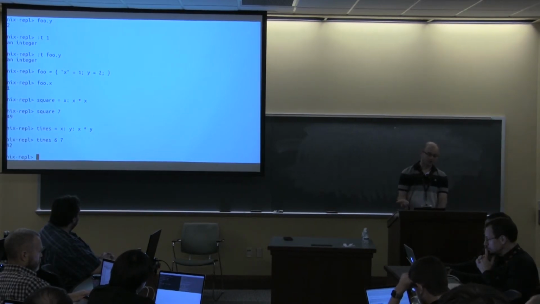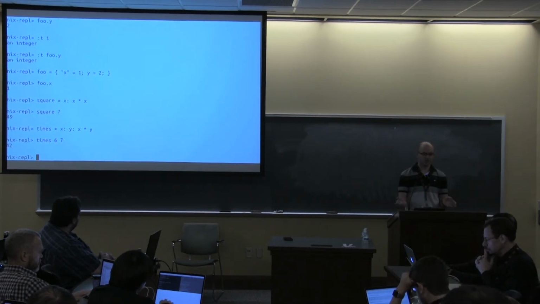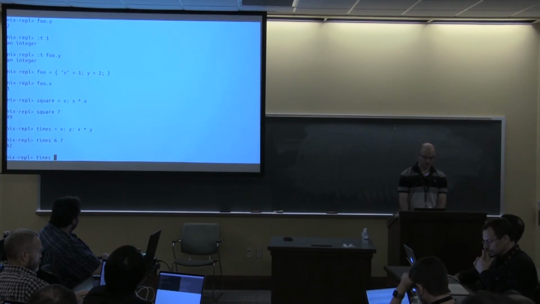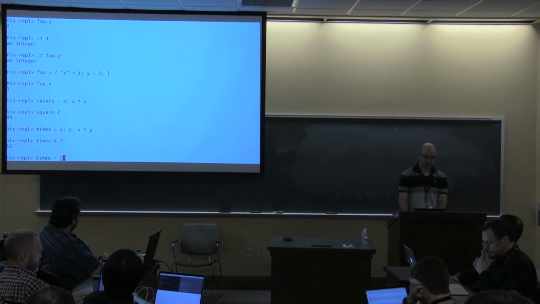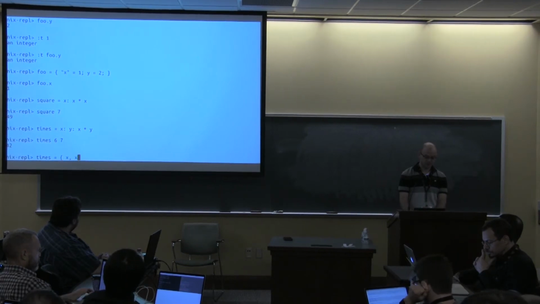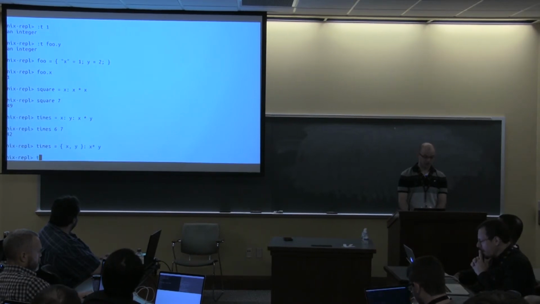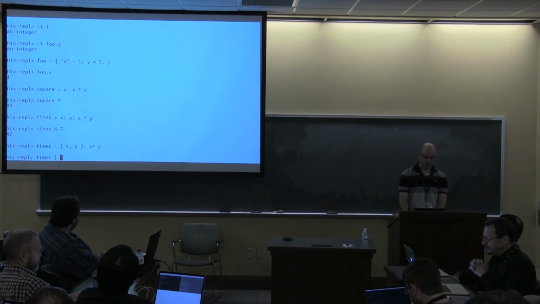If instead of a curried function, I want a one argument function that takes many values, I would pass in a set. So instead of the curried function, I can say times equals a function that takes a set with an x and a y, colon, and then returns x times y. And now I can say times, and then the argument is x equals 6, y equals 7.